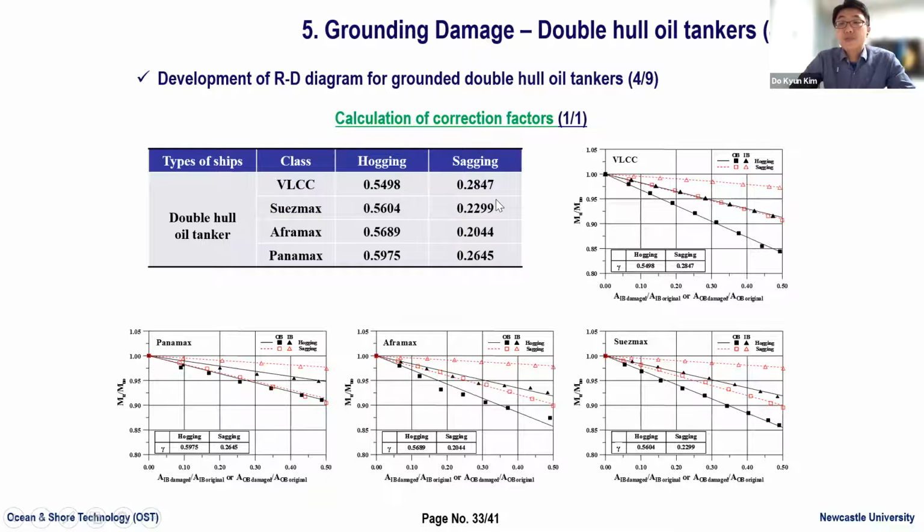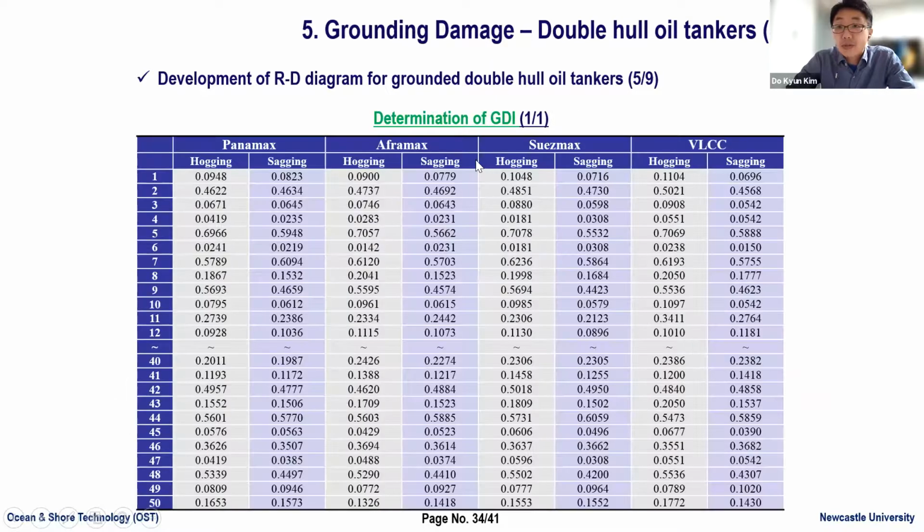correction factors. So we will reduce the damaged inner bottom and the outer bottom area so that we can find the ratio between the inner and the outer bottom. So that is the contribution of the inner bottom structures. After that, we need to calculate and determine the GDI values.